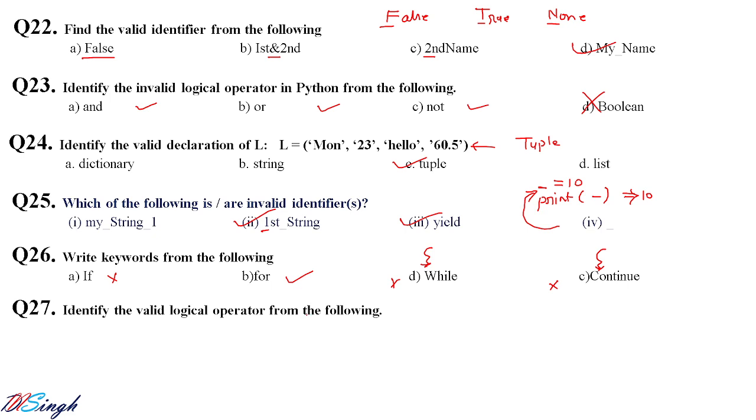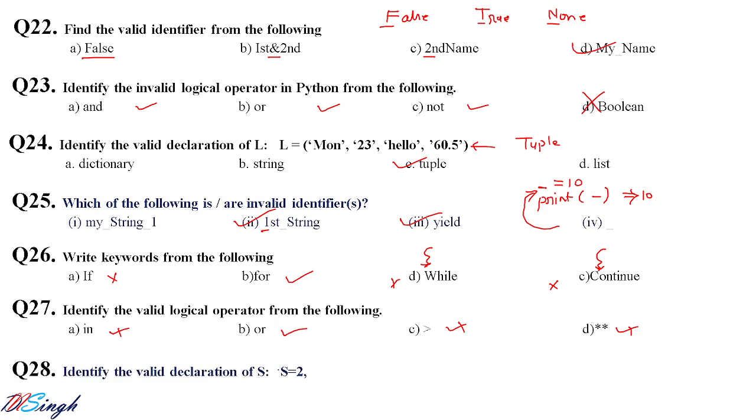Identify the valid logical operator from the following. So valid logical operators are and, or, not. This in is a membership operator, this is a relational operator, and this one is the power operator. So these three are incorrect, sorry, and, or is the correct answer, which is a valid logical operator.